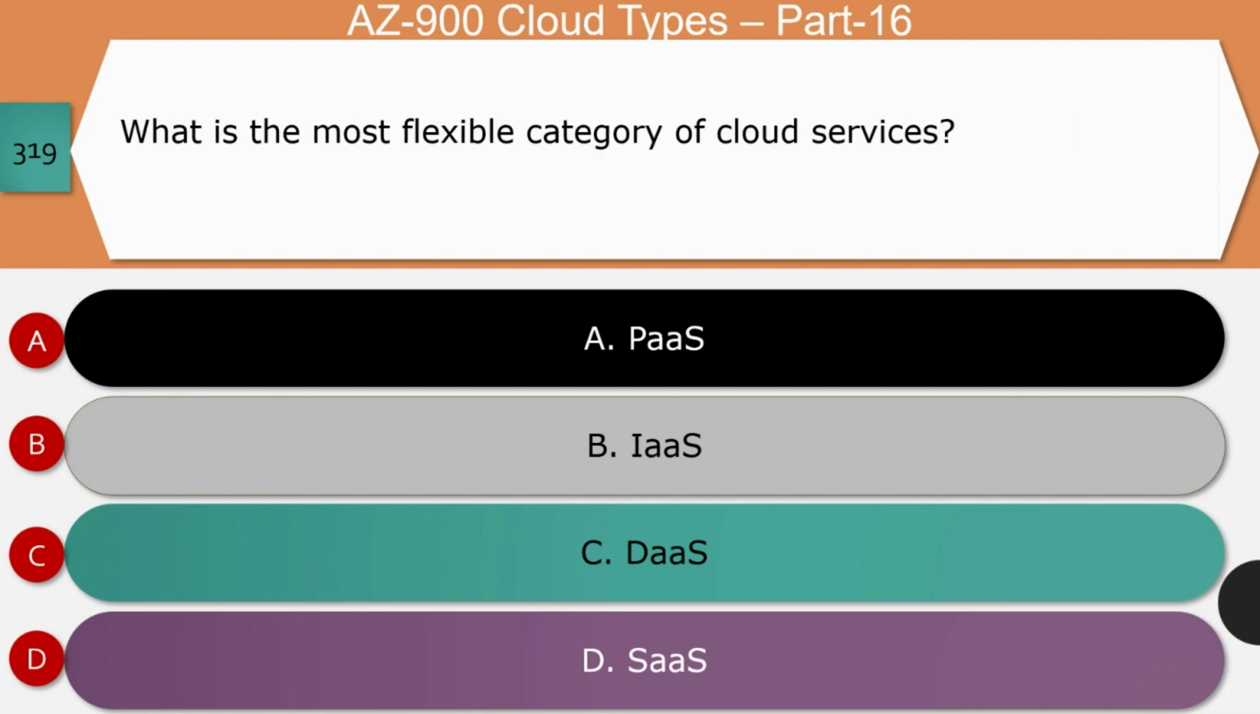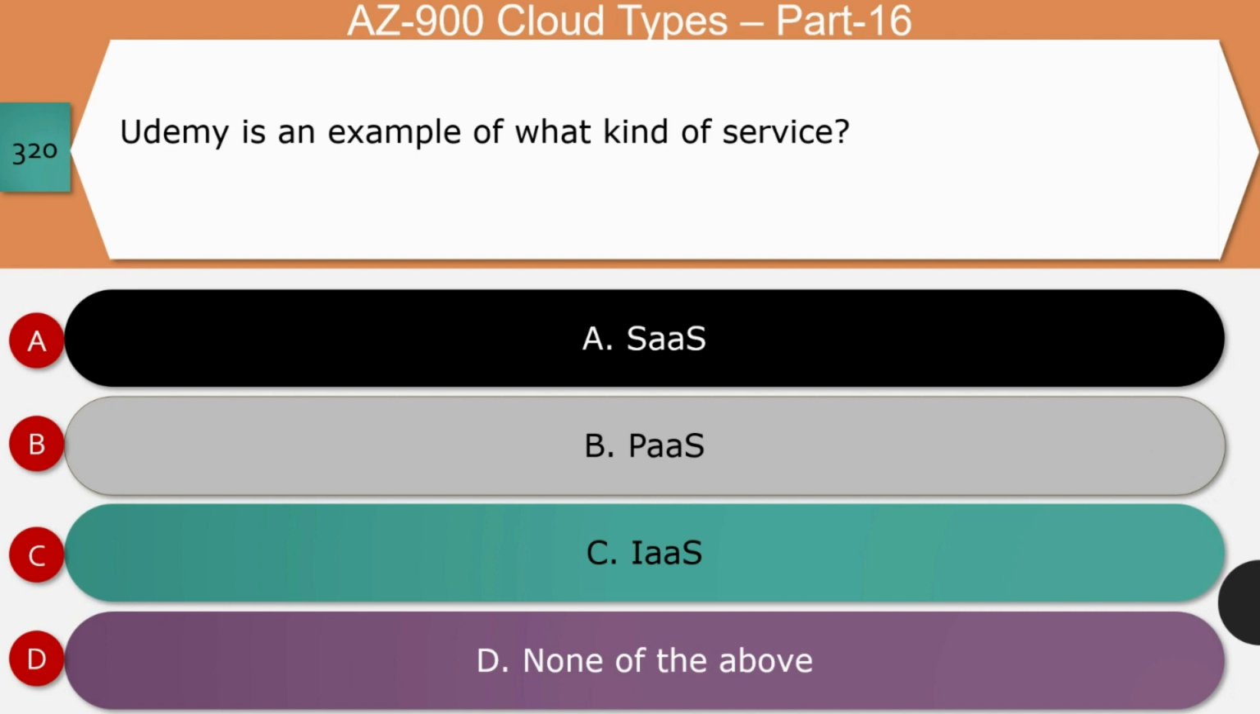Next question, what is the most flexible category of cloud services? Is it PaaS or IaaS or DaaS or software as a service? The right answer for this question is option B, that is IaaS. Let's explore the reason why we selected this option. IaaS is the most flexible cloud computing model and allows for automated deployment of servers, processing power, storage, and networking. IaaS clients have more control over their infrastructure than users of PaaS or SaaS solutions. And so option B is the right answer.